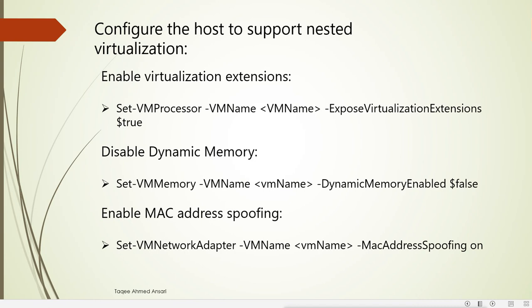We can do it from the network adapter setting from the Hyper-V virtual machine setting, or we can do it from the PowerShell command also by using Set-VMNetworkAdapter and the virtual machine name and then the MAC address spoofing option on. So we have to enable this option also. Now these two things, disabling the dynamic memory and enabling the MAC address spoofing, we can do graphically also, but this command is not available in the processor setting, so we have to do it from the PowerShell. So first I will do this.